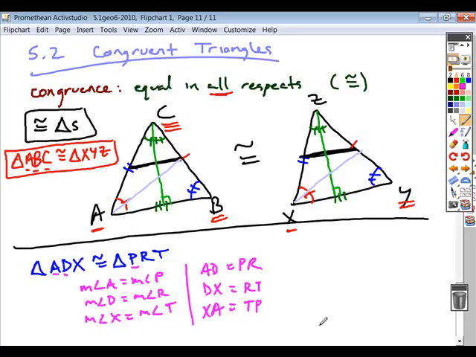Okay, and so those are the 6 different relationships that you can identify from one congruent statement. Right? So this is true for all congruent figures. Their corresponding pieces are congruent to each other.